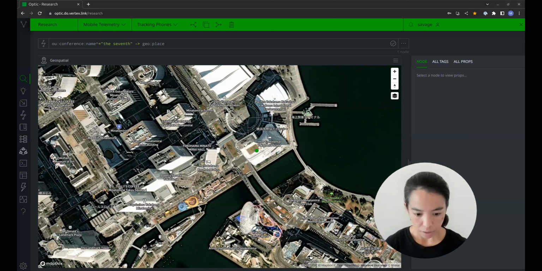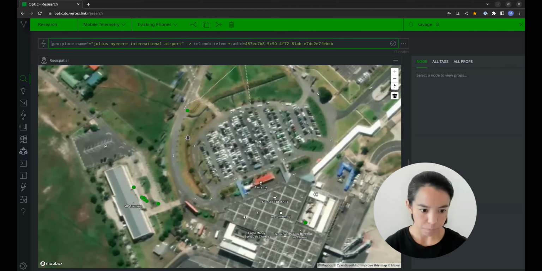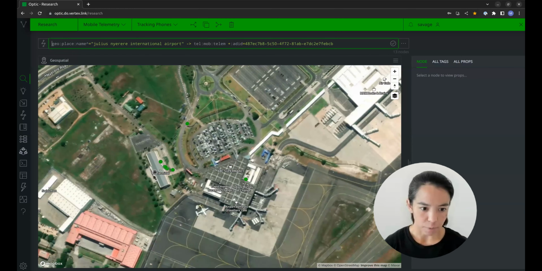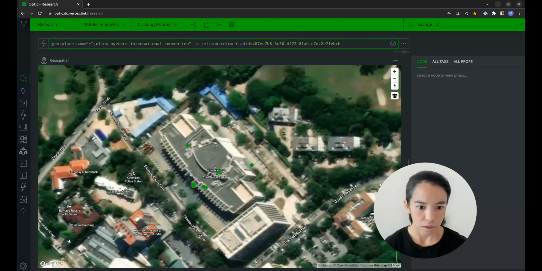So continuing to work backwards, prior to arriving in Japan, we did also see beaconing activity in Tanzania. The phone, or the person with the phone rather, flew into the Julius Nyerere International Airport. And again, we see the phone beaconing from this VIP terminal over here. And then we also saw the phone appear at the Julius Nyerere Convention Center, which is this building right here.